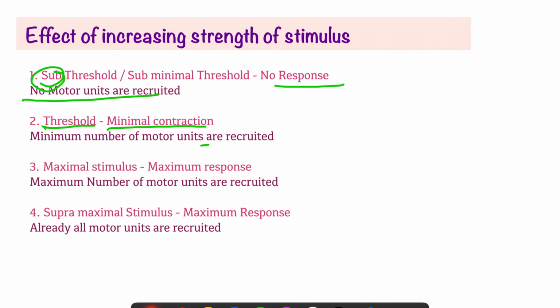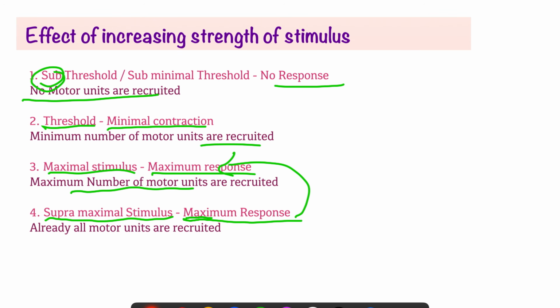Now we are giving threshold, so we will be getting minimum contraction because a minimum number of motor units are recruited. Then we are giving maximum stimulus, so we will be getting maximum response because the maximum number of motor units are recruited. Then with supramaximal stimuli we are getting the same maximum response, because already all motor units are recruited in the maximum stimulus. So there are no leftover motor units to be recruited here.